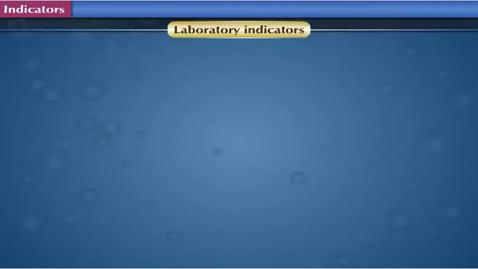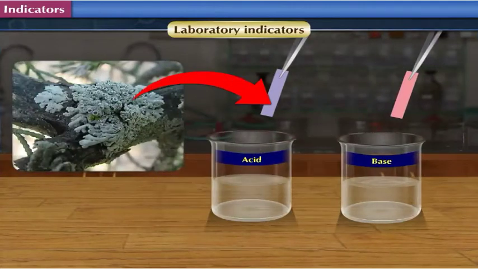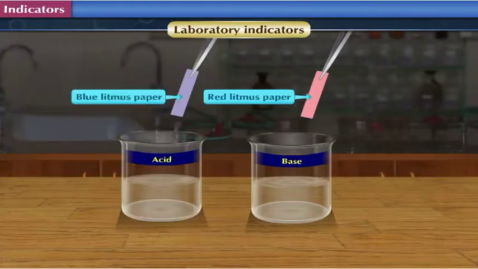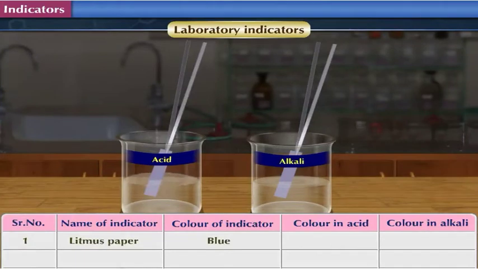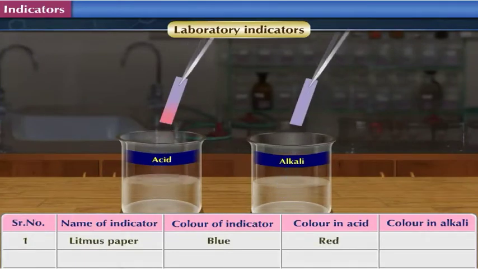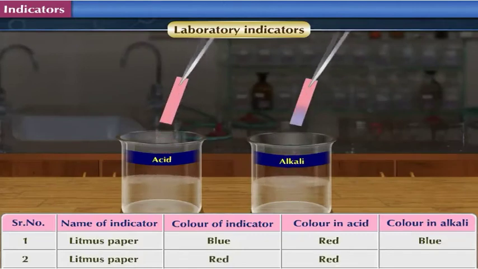Laboratory indicators. Litmus paper is mainly used in the laboratory to test acid or base. It is made by an extract of lichen plant. It is blue or red in color. Blue litmus paper turns red in acid and remains blue in alkali, while red litmus paper remains the same in acid and turns blue in alkali.